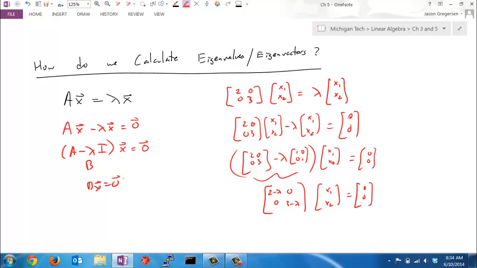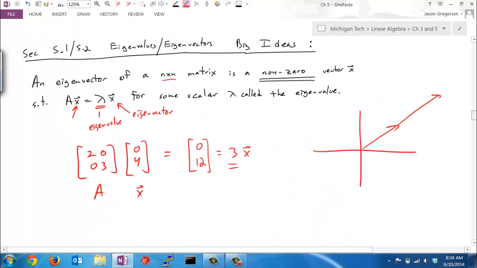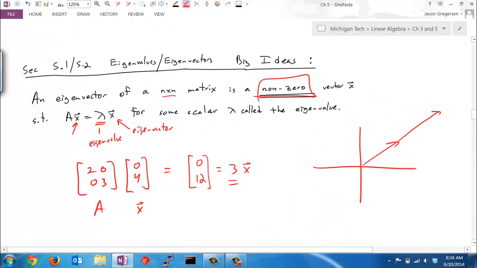If I took B inverse times B times x, what would I get on this side? Just x. If I took B inverse times this, what would I get? What would that tell me about x? Can x be 0? Non-zero. Non-zero x for eigenvectors. Okay, so if I'm looking for non-zero x here, it can't be invertible.